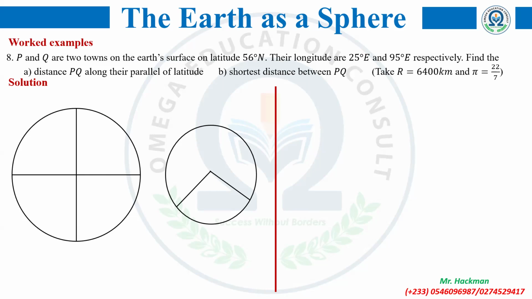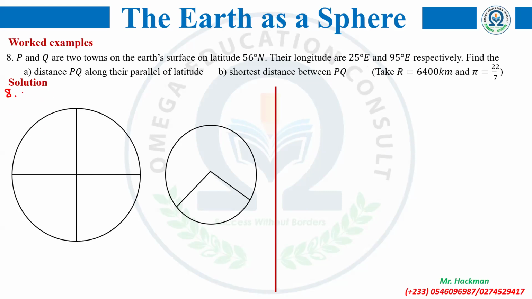So P and Q are two towns on the Earth's surface on latitude 56 degrees north. Their longitudes are 25 degrees east and 95 degrees east, respectively. All right. So it means here, indirectly, if you are extracting, let's extract it in the same form.